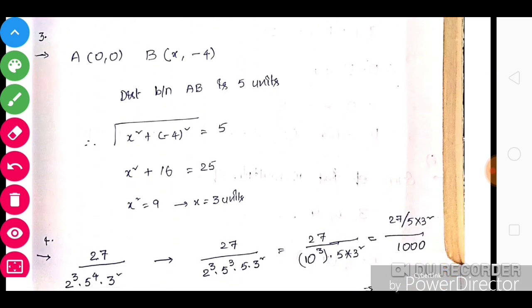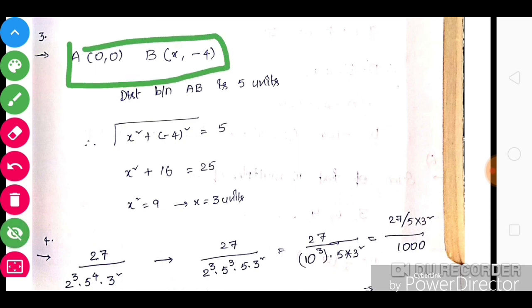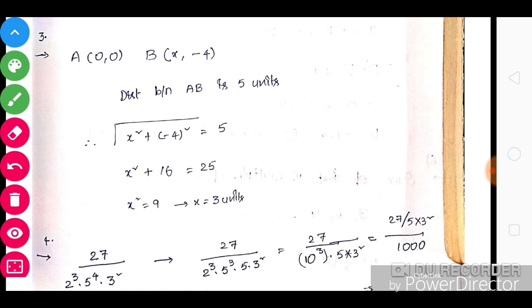And the third question is very simple. Two points are given. One is the origin and the other one is x comma minus 4, and the distance between those two points is 5 units. Always remember the distance from the origin to any other point is simply root of x square plus y square, so that is equal to 5. Therefore x square plus 16 is equal to 25, x square is equal to 25 minus 16, x square is equal to 9, x is equal to 3 units.